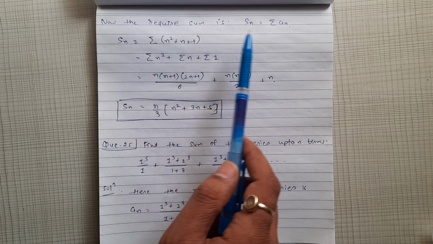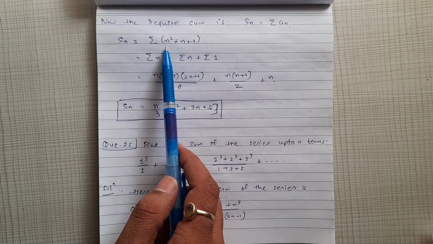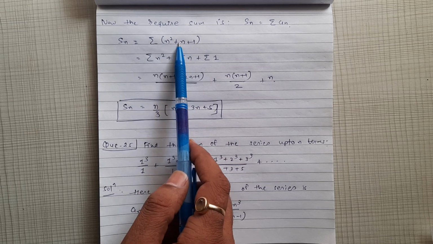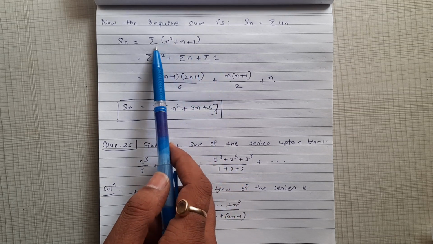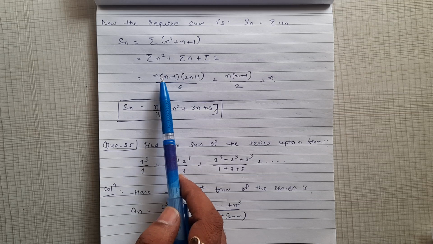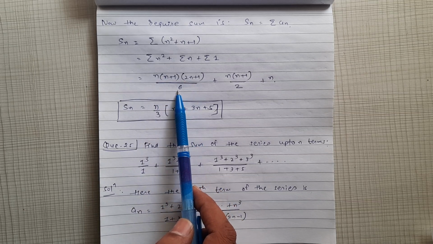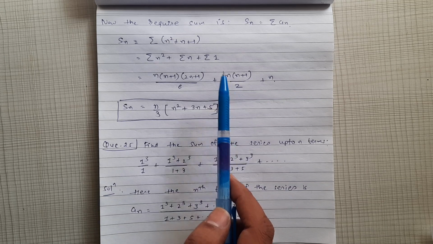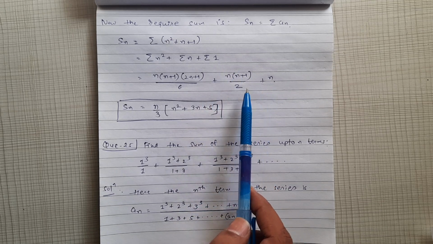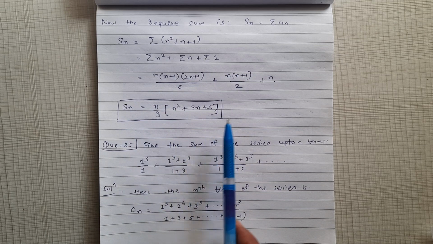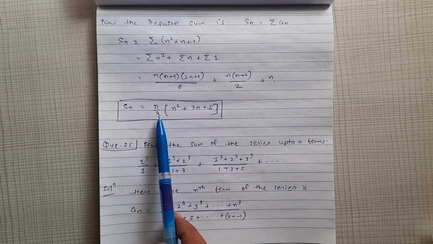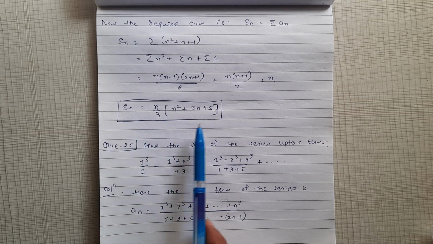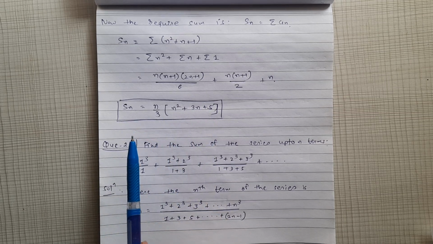So Sn is equal to sigma an. Sigma an was n square plus n plus 1. Taking sigma n square plus sigma n plus sigma 1. You know the formula of sigma n square, that is n into n plus 1 into 2n plus 1 by 6. For sigma n we have the formula n into n plus 1 by 2 and sigma 1 is n. Again taking LCM and after some calculations we are getting Sn is equal to n by 3, n square plus 3n plus 5.